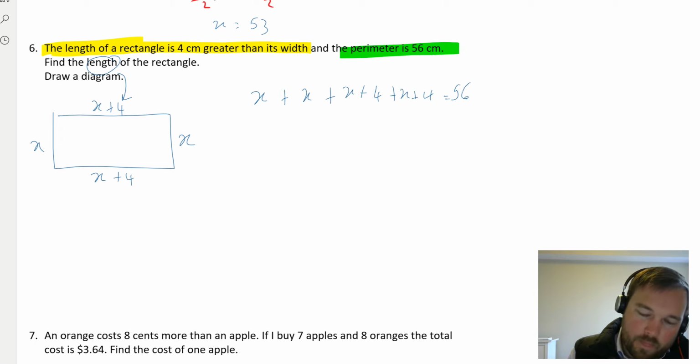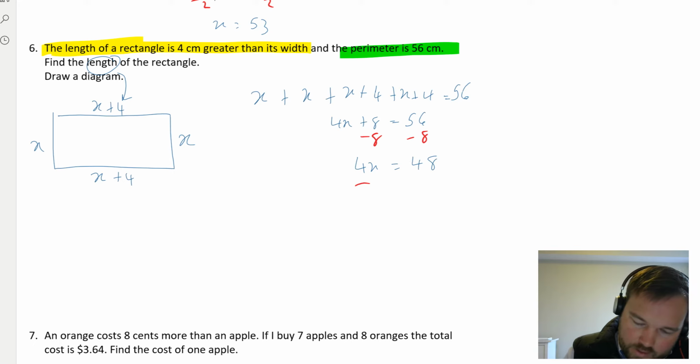Wrote that the wrong way around. Alright, I wrote out 4 x's there. And 8 equals 56. Jumping ahead, I almost wrote 48 because that's where we're going. Then, take 8, take 8. 4x equals, there's our 48. Divide by 4, divide by 4. x is equal to 12.